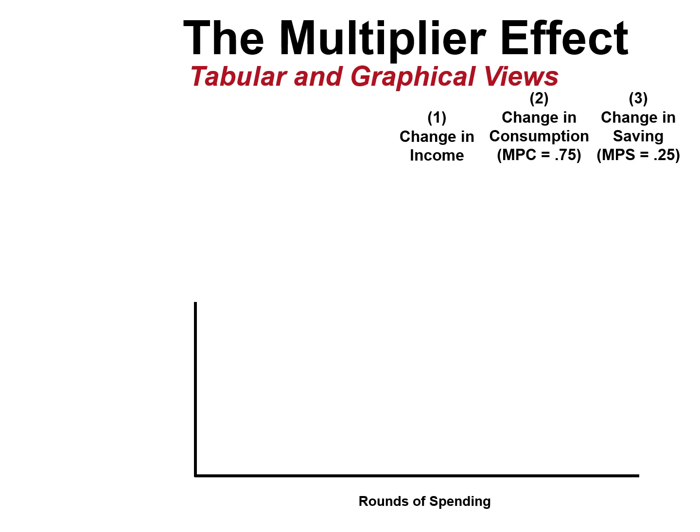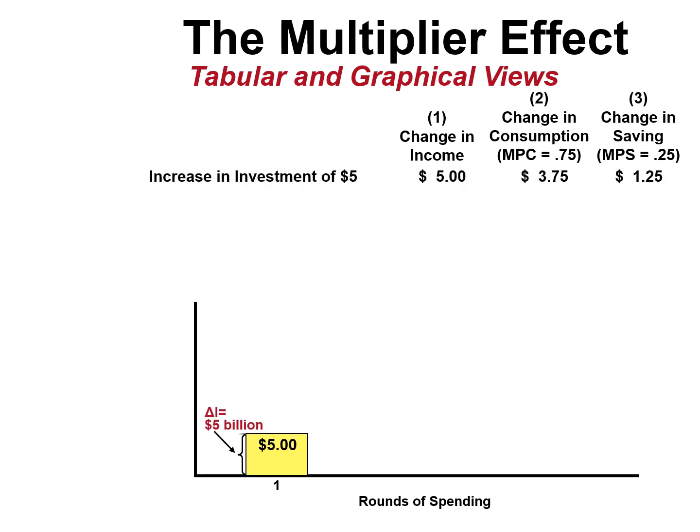We can use either formula to calculate the size of the multiplier. 1 over 1 minus MPC, 1 over 1 minus 0.75, works out to be 4. Or 1 over MPS, 1 over marginal propensity to save, 1 over 0.25, again works out to be 4. We know the multiplier in this economy is 4, given the information that there's an initial increase in investment spending of $5 billion. See, it says $5, but down bottom it's billion. So the initial change is $5 billion.